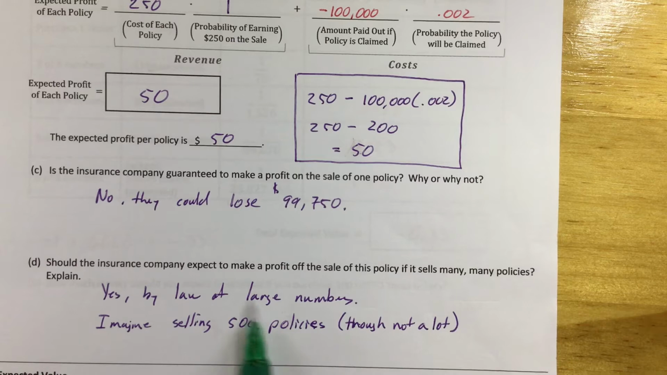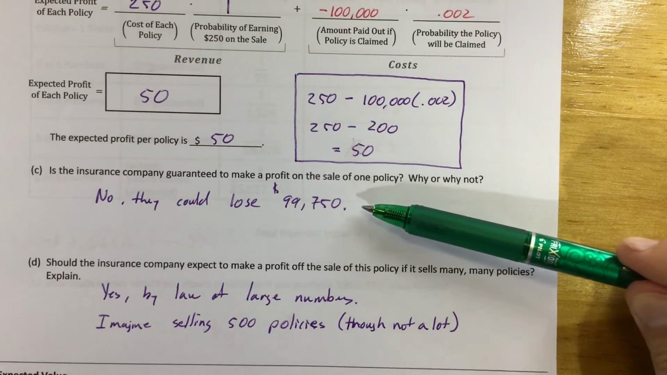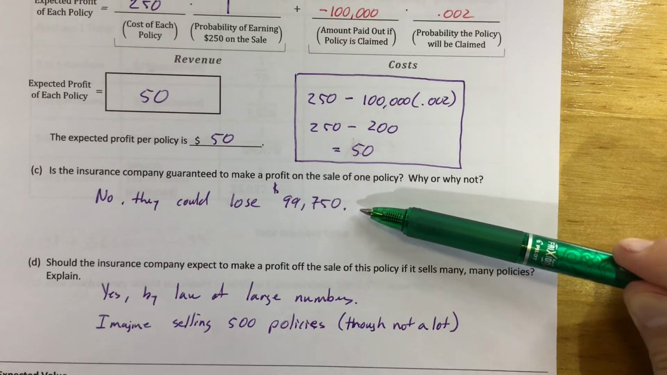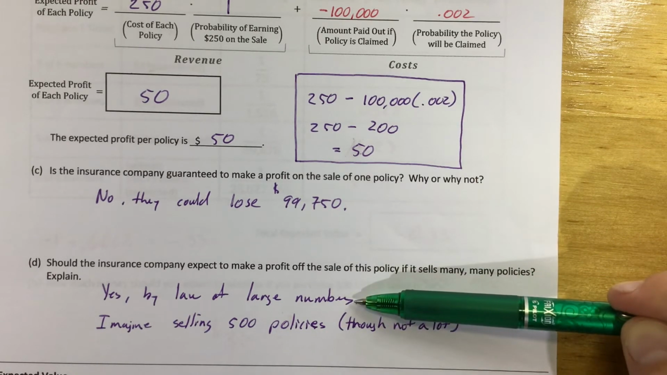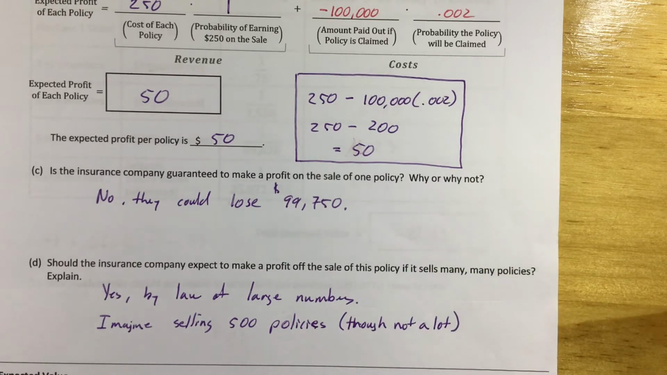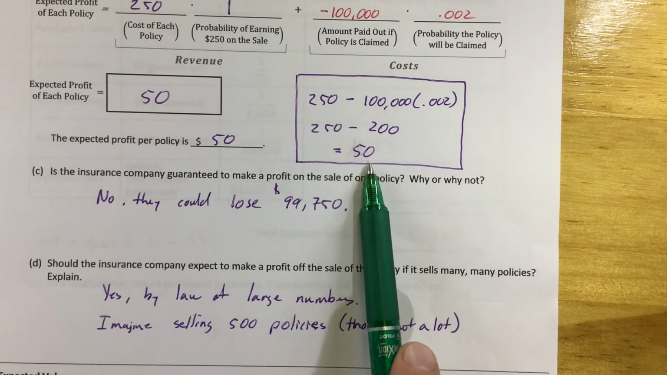Hence, the law of large numbers. There's a chance that the first couple people that you sell a policy to are going to make that claim, and it's going to be bad news. But if we sell enough policies, we use the law of large numbers to sell enough policies, then it all starts to go towards the theoretical probability, which would be making on average $50 per policy.